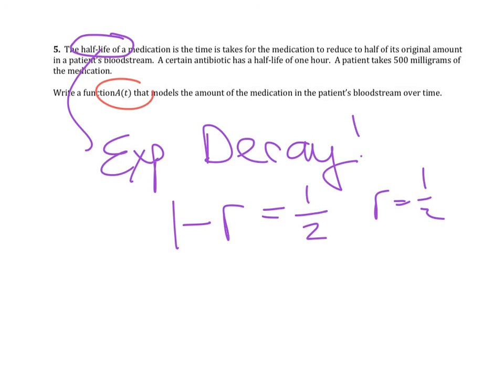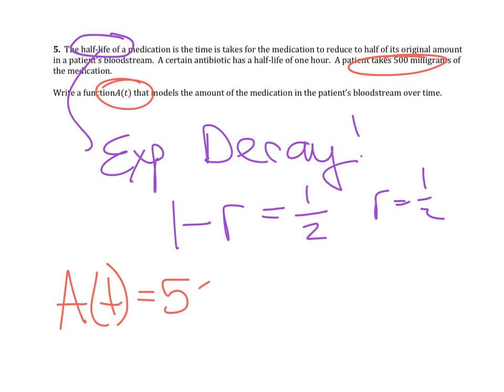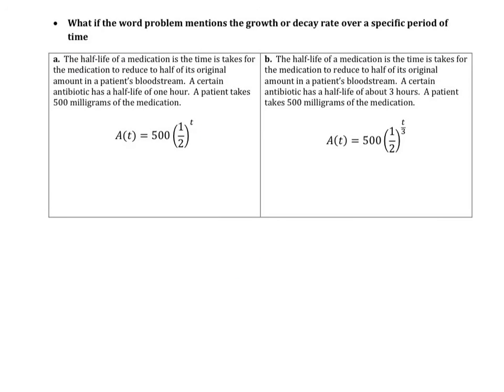Write a function A of t, so don't call it y equals this time. They're specifically saying call it A of t. So my final amount equals my initial amount, which is 500. The rate we just said is 1 half raised to the t. And that's simple.